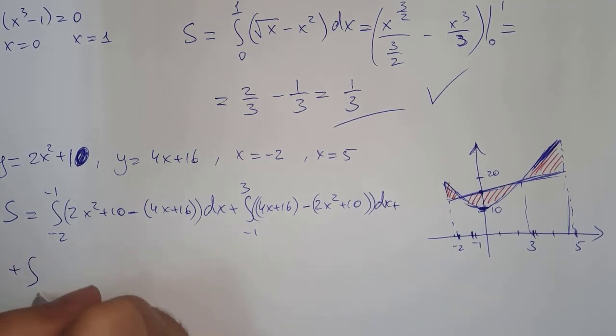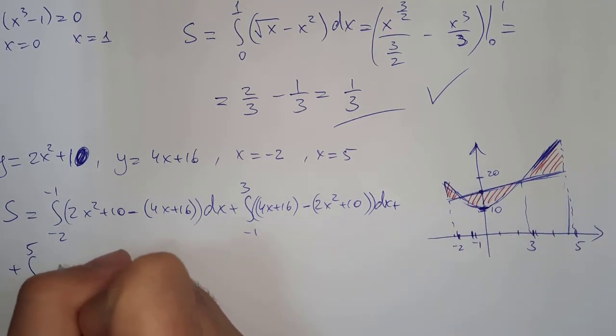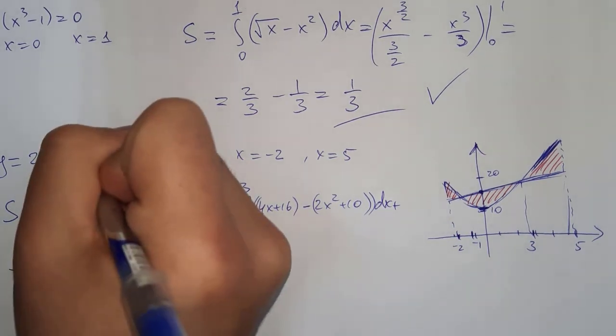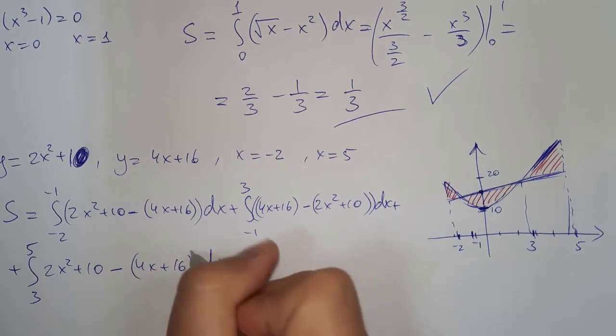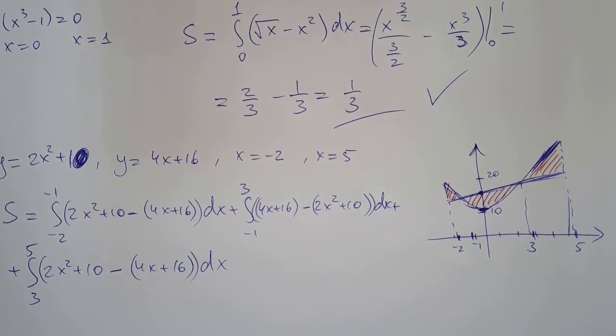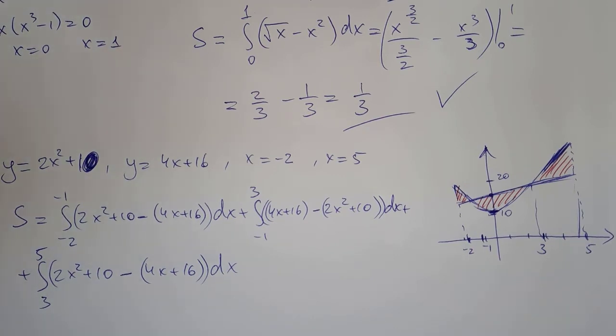So here we have from 3 till 5, and which was the upper one, the parabola again. So it is 2x squared plus 10 minus 4x plus 16 dx. So we need to compute this integral, and then we have the area of this region. The sum of these integrals will be the area. And similarly, you can find area with respect to x or y also, when your function depends on y.